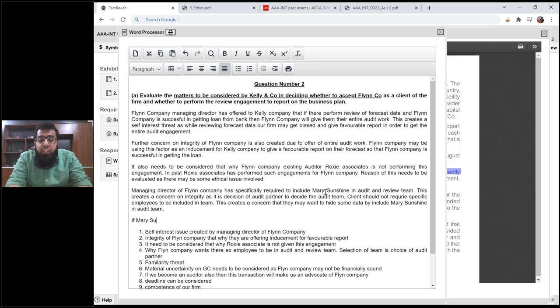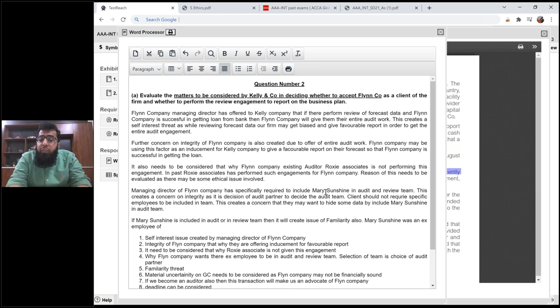Now, if Mary Sunshine is included in the audit or review team, then it will create an issue of familiarity also. Why will it create an issue of familiarity also? Mary Sunshine was an ex-employee of Flynn Company. She may use her existing knowledge of Flynn Company during the audit, which will affect the independent skepticism required during audit activity. Now, what do you mean by this?